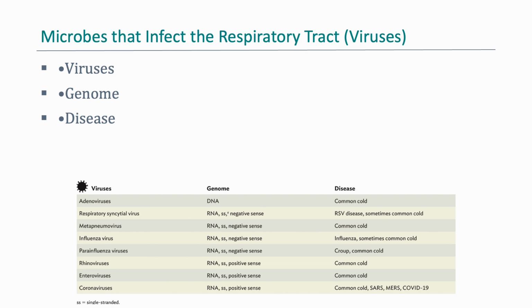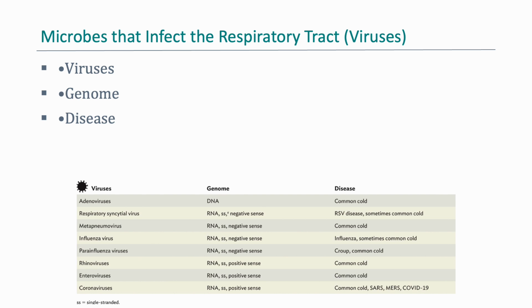Respiratory syncytial virus, it causes RSV disease. Common respiratory virus that causes mild cold-like symptoms. Infants and older adults are more likely to develop severe RSV and need hospitalization. Next is metapneumovirus. It causes the common cold and can cause respiratory disease, spreads from person to person or surface to person.